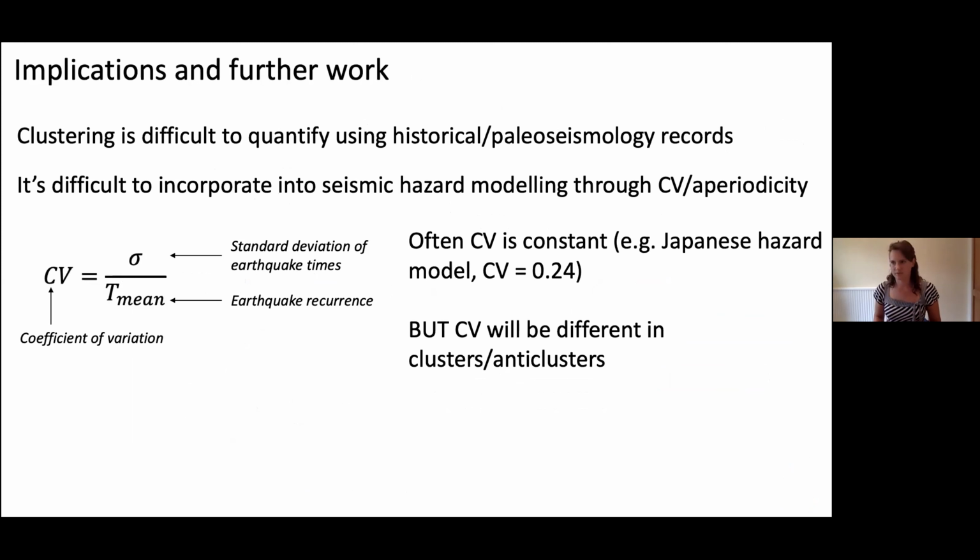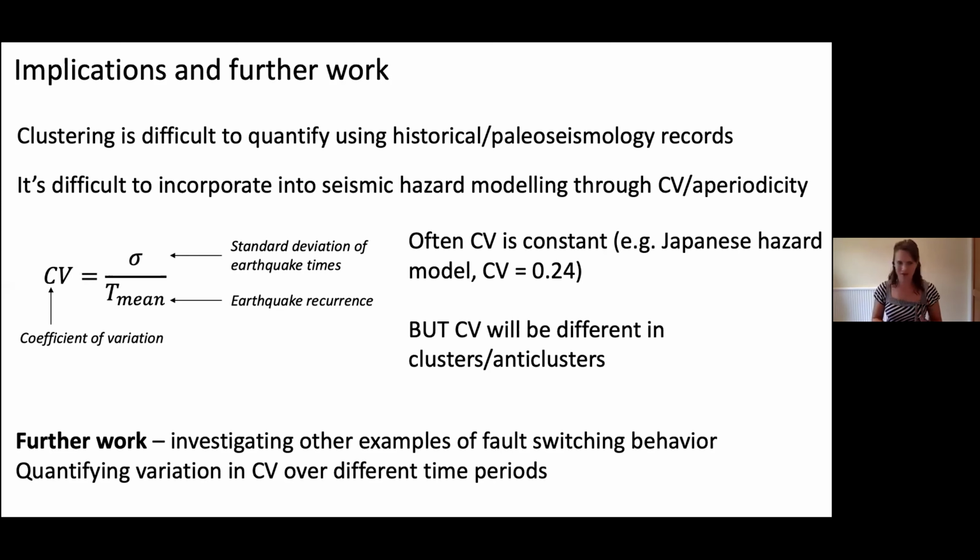So why is this important? Clustering is often really hard to quantify using historical and paleoseismic records because they're so short. So it's really difficult to incorporate into seismic hazard modeling through the coefficient of variation or the aperiodicity. Often the coefficient of variation is constant, but the CV will change whether you're in a cluster or in an anti-cluster, so it depends when you're looking at the fault.